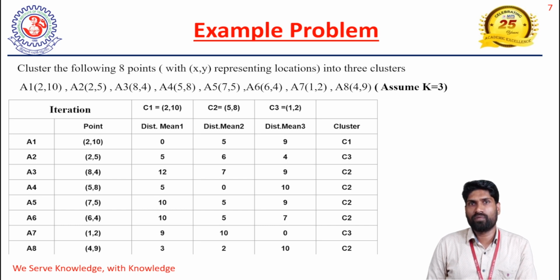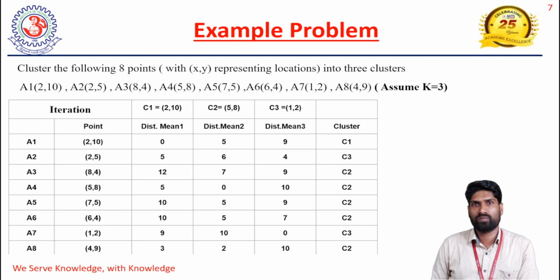If we see A4, the least number is 0, which is coming under cluster 2. So assign to C2. Then A5, the least number is 5 and is under C2. So assign to C2. Then A6 also, the least number is 5, coming under C2. Then A7, the least number is 0, which is coming under C3. So we assign to cluster C3. And finally, A8, the least number is 2, that is under C2.